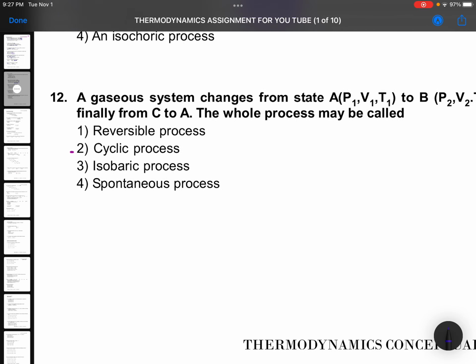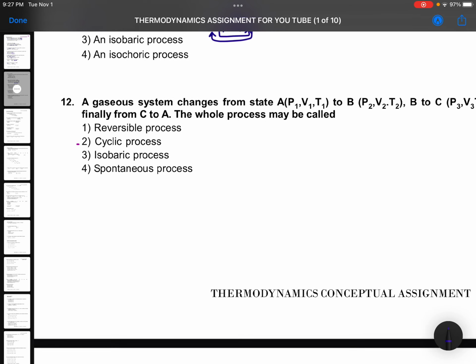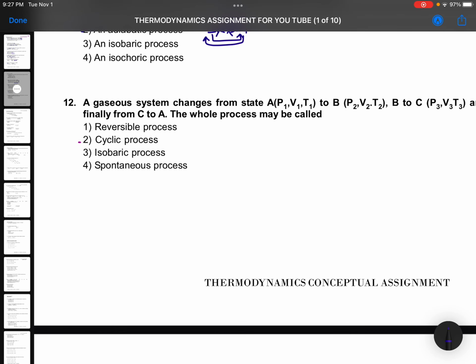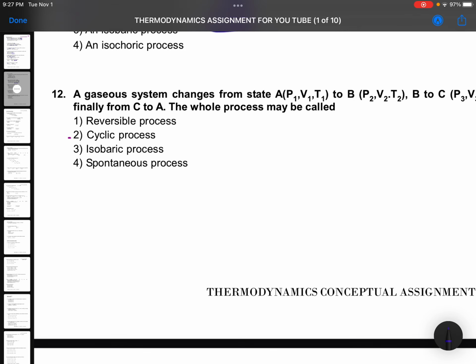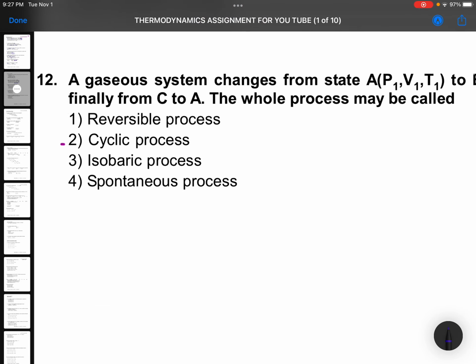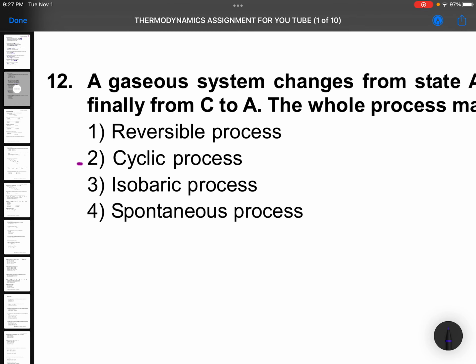A gaseous system changes from a state P1, V1, T1 to another state P2, V2, T2, then to C, P3, V3, T3, and finally C to A. The whole process may be called what? Okay, you go around and come back to the same place again.